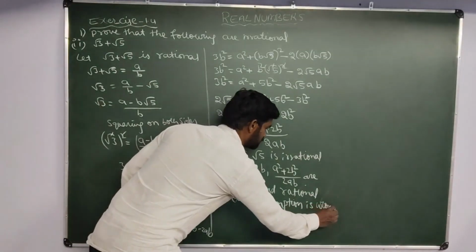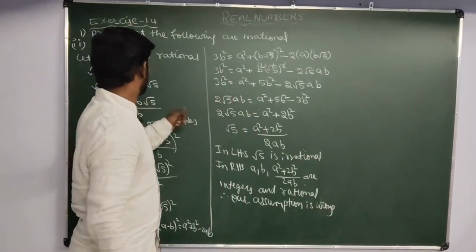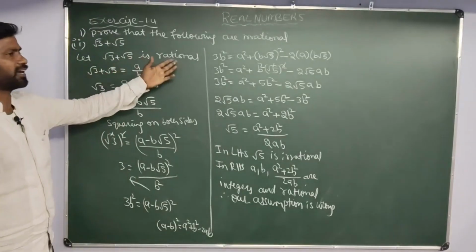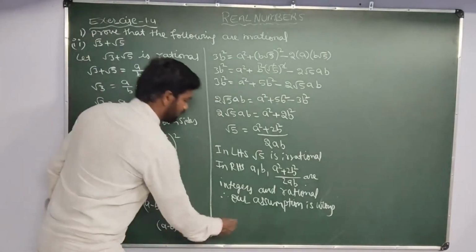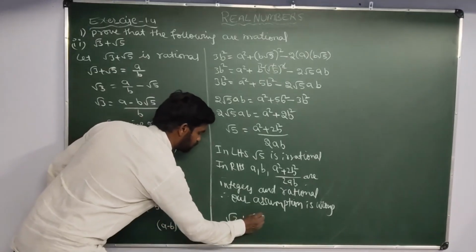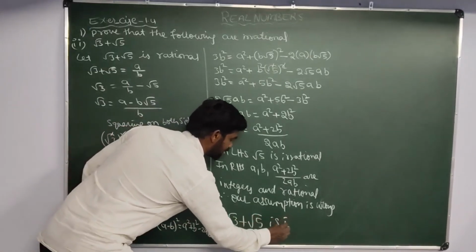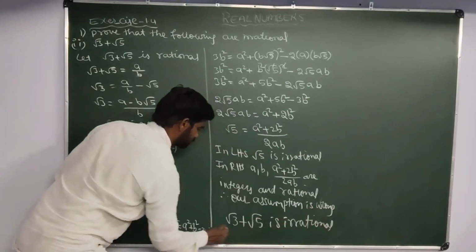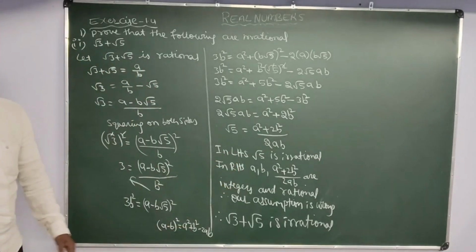So what was our assumption? Root 3 plus root 5 is rational. That assumption is wrong. If our assumption is wrong, then what is the correct one? Then root 3 plus root 5 is irrational. That is the answer.